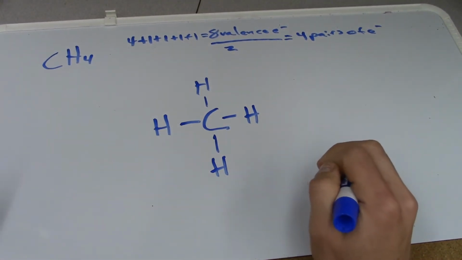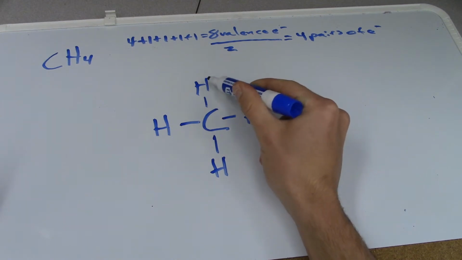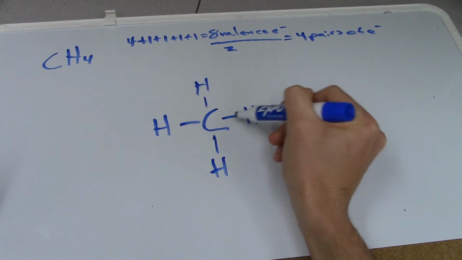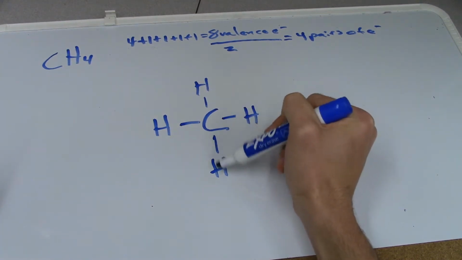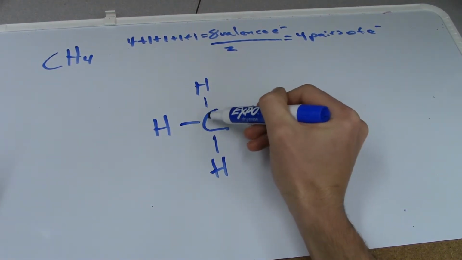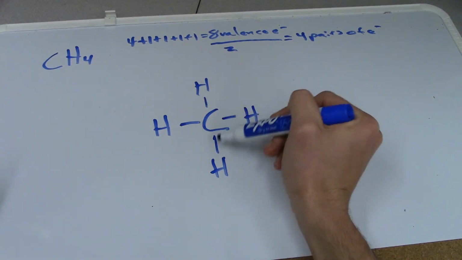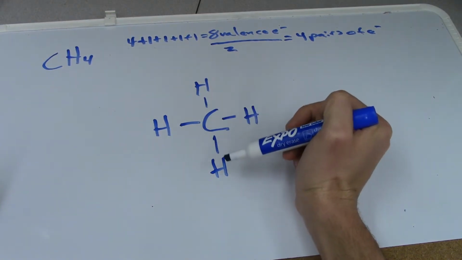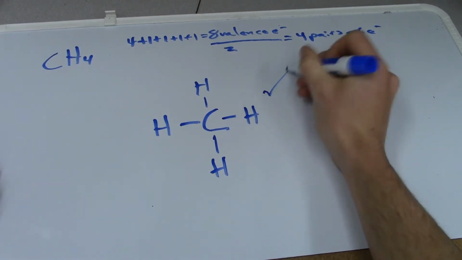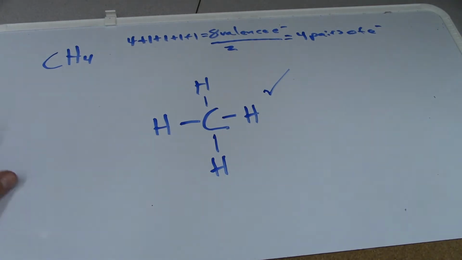And I'm going to check for stability. First I'm checking the outside. This hydrogen has 1, 2 electrons, stable; 1, 2 electrons, stable; 1, 2 electrons, stable. Next I check the interior atom, carbon, to see if it's stable. It has 1, 2, 3, 4, 5, 6, 7, 8 electrons. It is stable. This is the correct structural formula for carbon tetrahydride or methane.